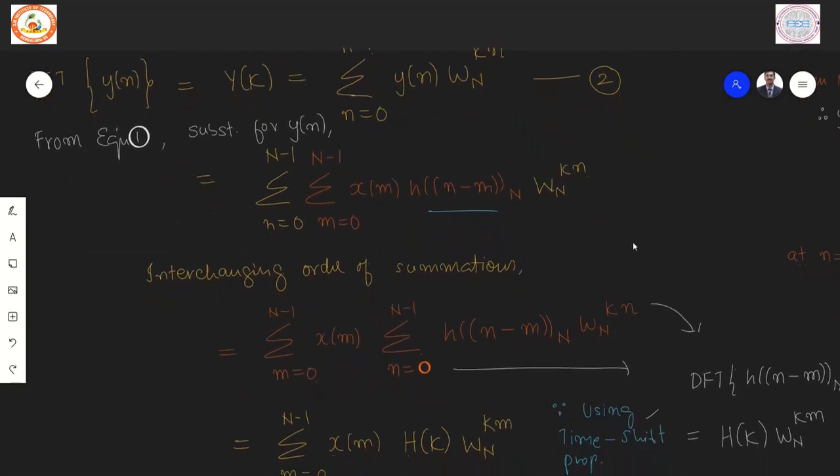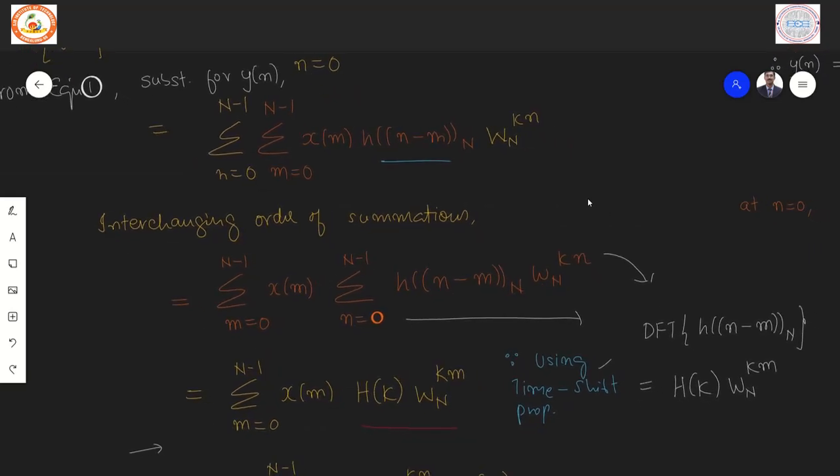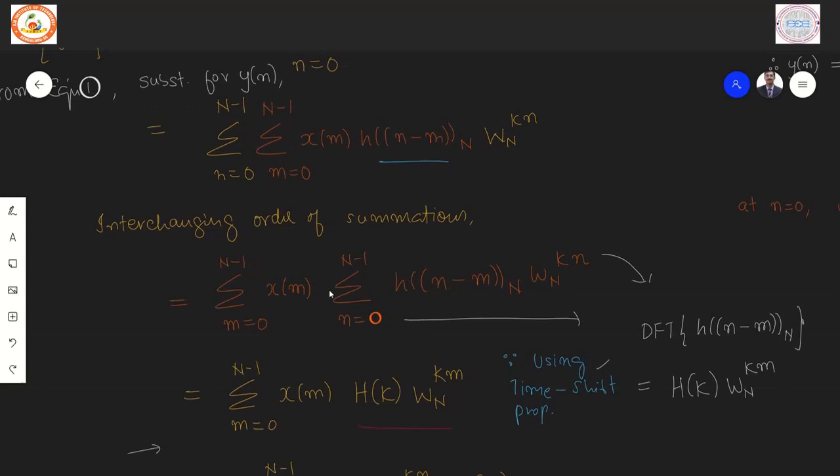Now here, to proceed with the simplification, look at the second summation. Structurally it's like a DFT equation. You see the summation, you see the critical factor, it's like a DFT. In other words, it is the DFT of the term h of (n minus m) mod N. Now the answer for this lies in a property that you have already studied. It's called the time shift property.